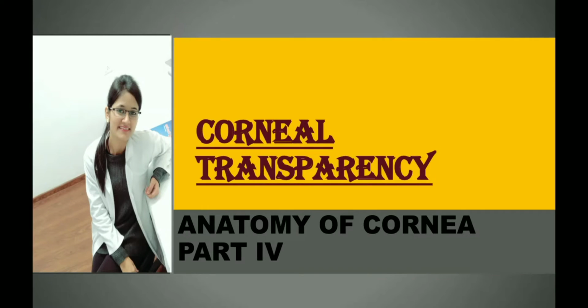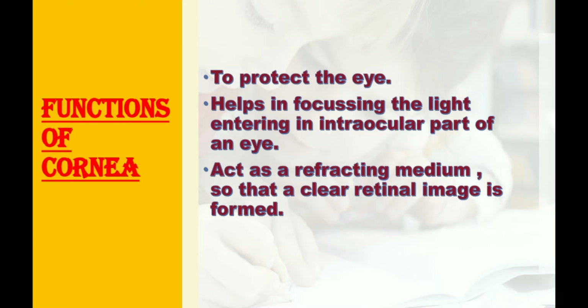Have a look. So the topic is corneal transparency, part 4 of the anatomy of the cornea. First we have to understand the functions of the cornea. As we all know, it protects our eye, it helps in focusing the light entering the intraocular part of the eye, and it acts as a refracting medium so that a clear retinal image is formed. This is the main function of the cornea. Because of this refracting medium, there is a clear image on the retina. Whatever we see is really clear because of it.